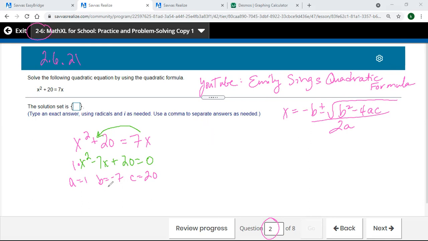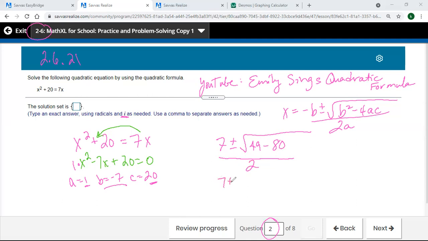X equals -b. Well, if b starts out as -7, -b would be a +7. Square root of b squared. I'm going to start doing some of this in my head as I go so that I don't have to do so many steps. Minus 4 times a, 4 times 1 is 4, times c is 80. Ooh, that's going to give us a negative in there, so it's going to have an i. I mentioned that here in the directions. All over 2 times a.